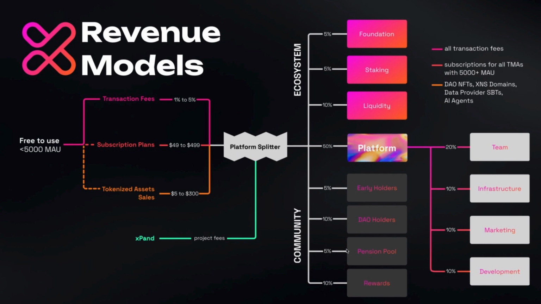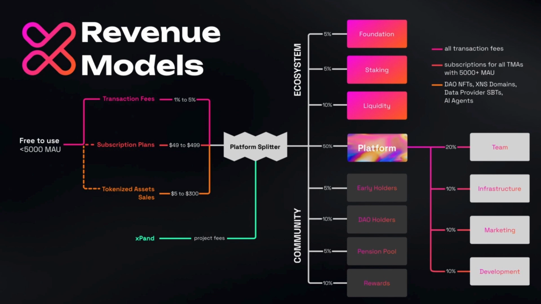5% will go to the pension pool. It's a long-term reward system for loyal users. And 10% to rewards. This is distributed for active participants like creators selling products or developers providing these SDKs. So we also allocate funds for ecosystem components like DAO NFTs, XNS domains, data provider SBTs, and AI agents.